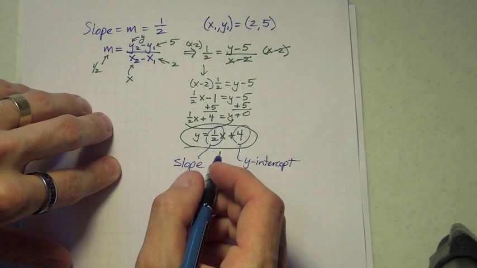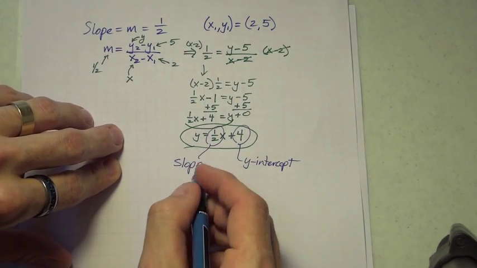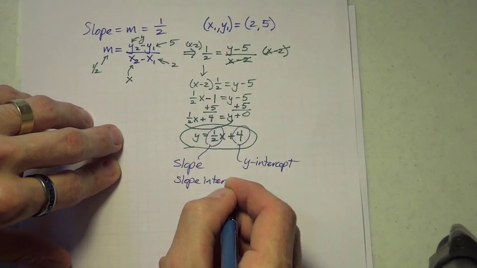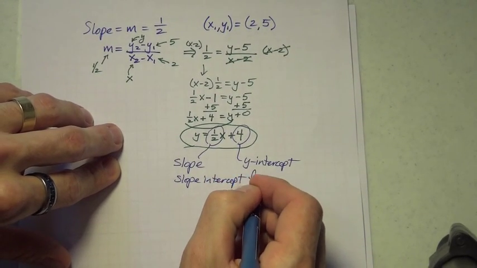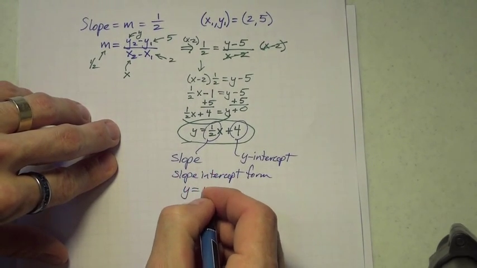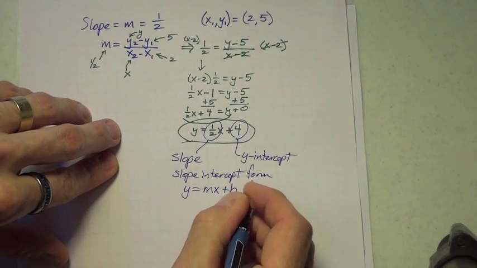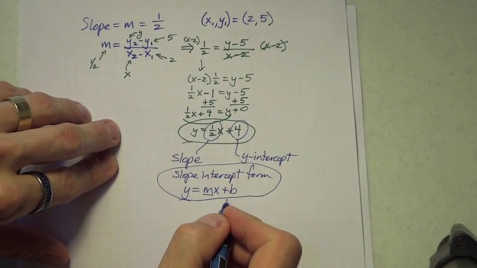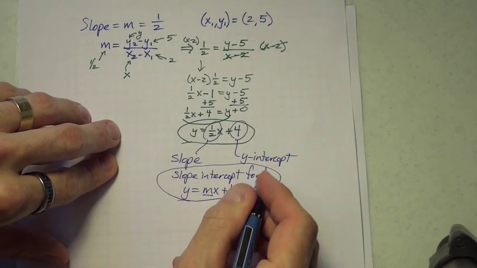The general term of the slope-intercept form is y equals mx plus b. M is the slope, B is the y-intercept.